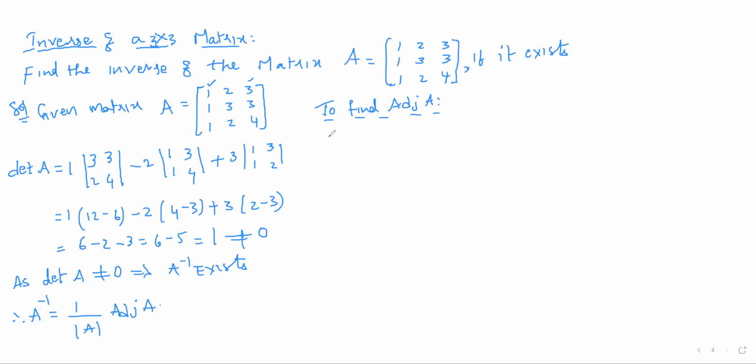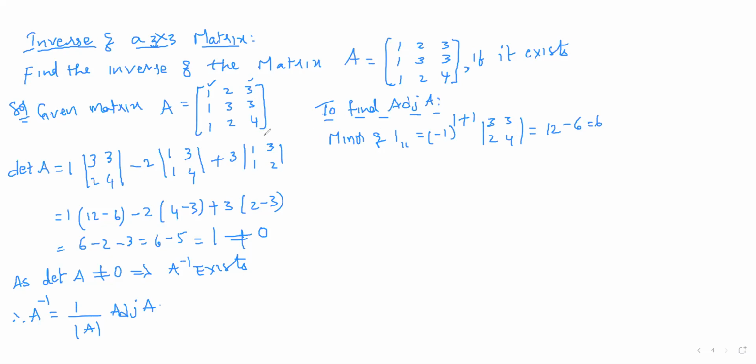First, minor of 1. What is the place of 1? First row, first column. So minus 1 whole to the power of 1 plus 1 into determinant of, delete the corresponding row and column, we get 3 3 2 4. Minus 1 whole square means plus 1 only. 4 threes are 12 minus 6, 6 only.